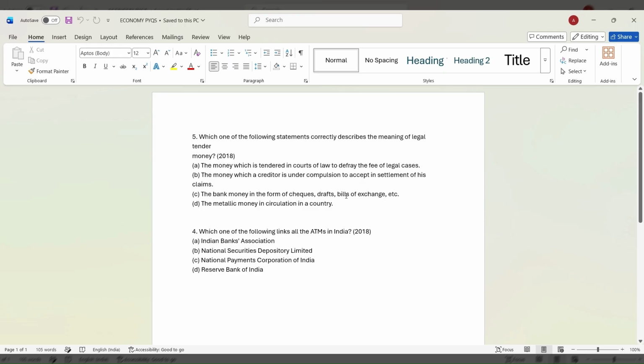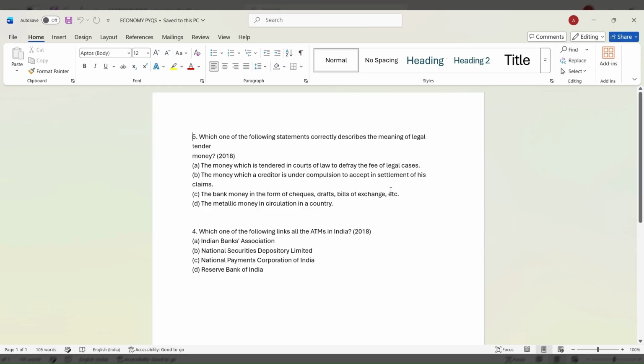Option C says the bank money in the form of checks, drafts, bills of exchange, etc. No, checks, drafts, bills of exchange, these all are not legal tender money. They can be used to settle transactions, but these are not legal tender money, and someone is not under compulsion to accept that. They are bank money, they are credit instruments, but they are not legal tender money.